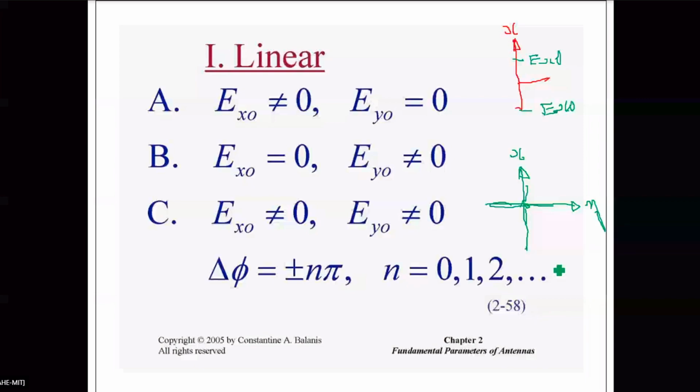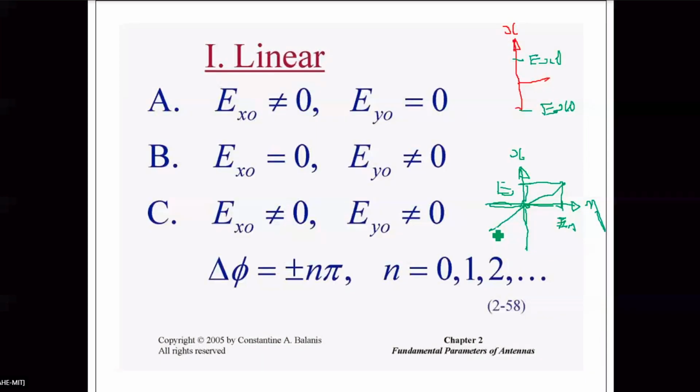So when that is the case, what will be the vector? Suppose this is Ex naught, this value is Ex naught, and this is the value of Ey naught. So how do you get the total resultant electric field? You just add it vectorially. So the electric field will lie along this line.